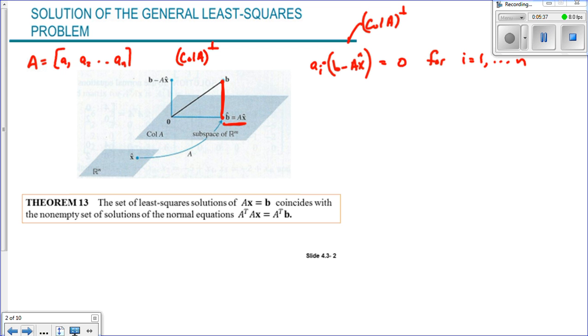Now another way to write that, instead of putting it as a dot product, we can also write that using transposes. That means that a_i transpose, we can think of it now as a matrix multiplication. So a_i transpose times (b minus A x hat), now we're doing a matrix multiplication, will be equal to 0. Now that's true for each of the i's, so that's true for each of those columns of A.